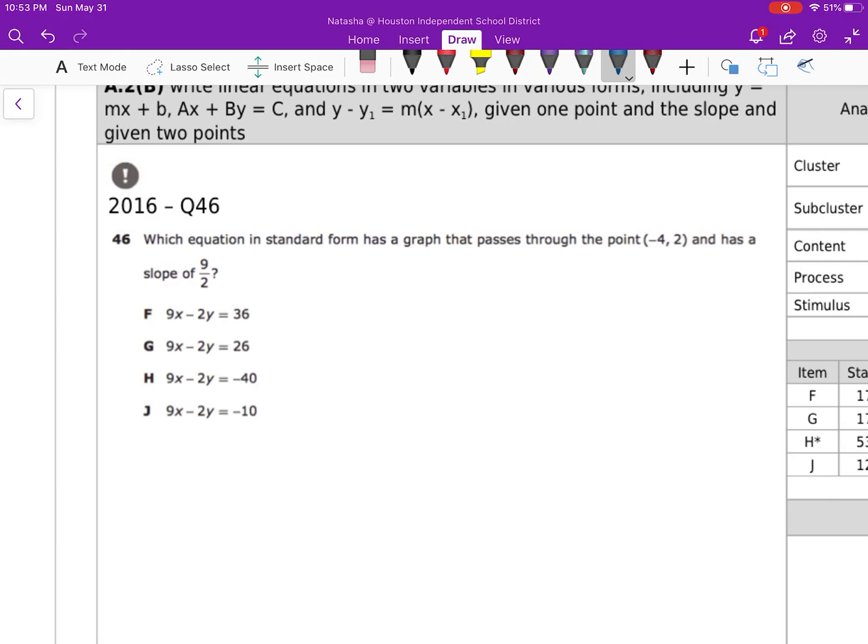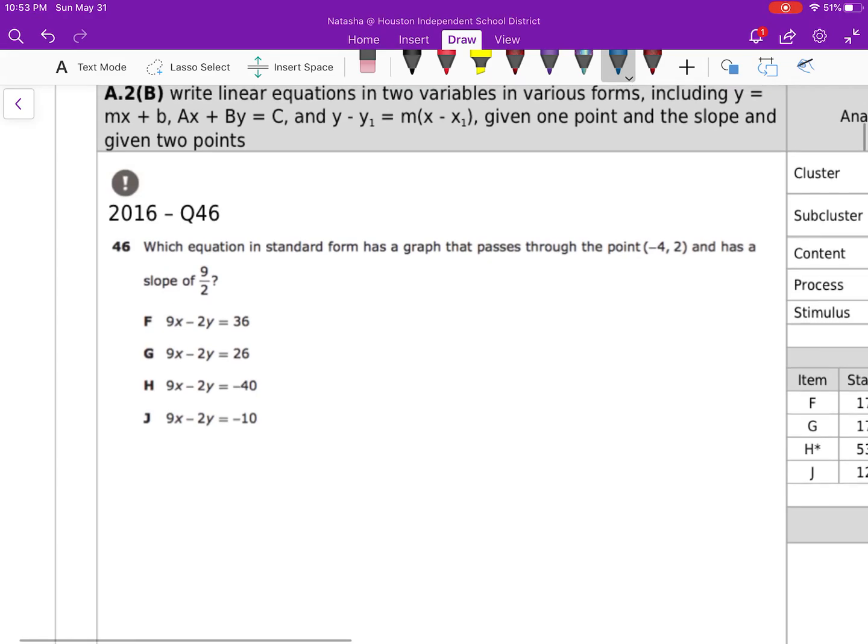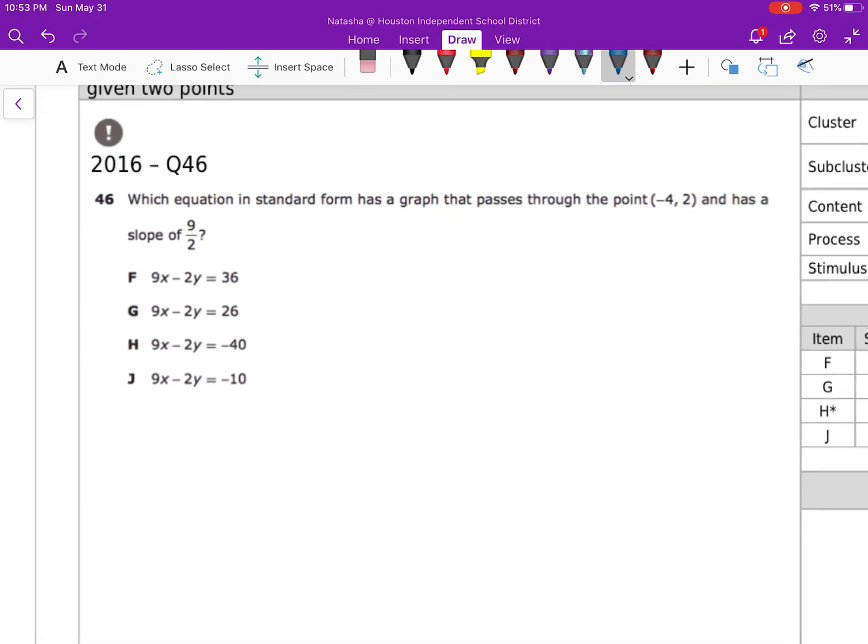All right, so on these questions, we're going to be looking at questions that they want us to answer in standard form. Now, to remind you, standard form is in the form of ax plus by is equal to c. The x and y are on the same side, your x value is positive, and you also don't have any fractions. So we're given the point, and we're given the slope.